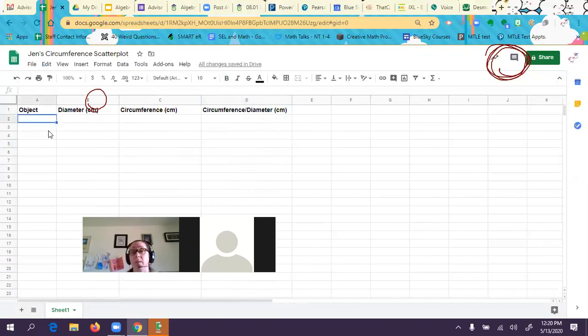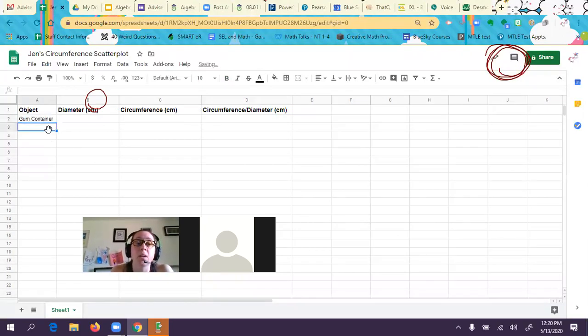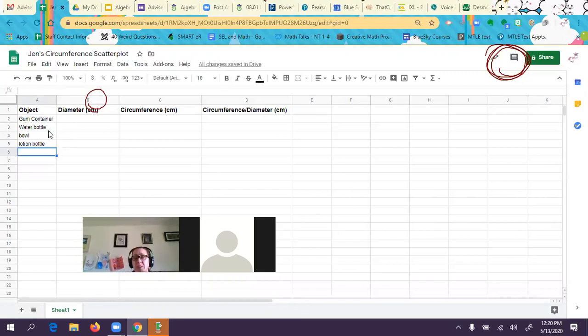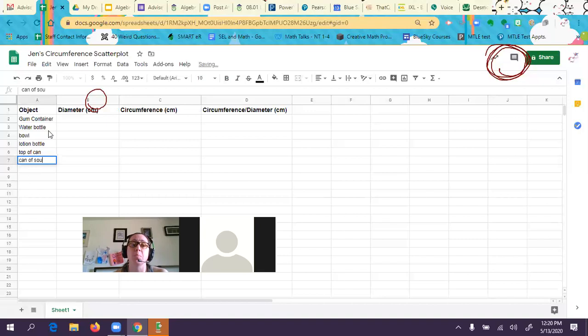And then you're going to think of your 10 objects. So I might say gum container, water bottle, I don't know, bowl. What else is circular? Lotion bottle. I wouldn't pick a sphere or anything like that. I would make sure it stays the top of a can of soup. So you need to come up with 10 objects.